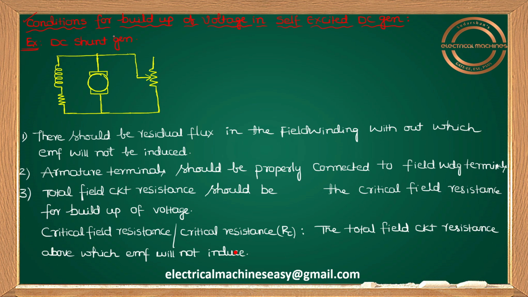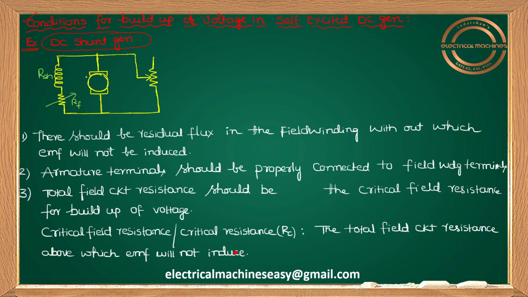Further, I had taken the example of a DC shunt generator. So by taking a DC shunt generator, let us discuss what are the conditions for buildup of voltage in a self-excited DC generator. See guys, here let me take this one as RSH, nothing but the shunt field winding. In this field winding, I connect a variable rheostat, RF. And this is nothing but the armature. And let me take this one as a load, a variable load resistance.